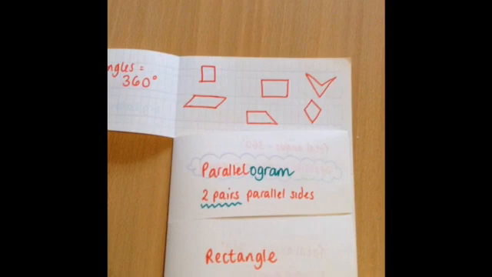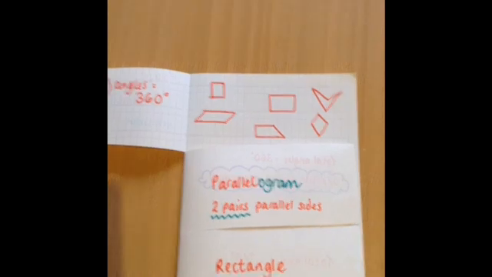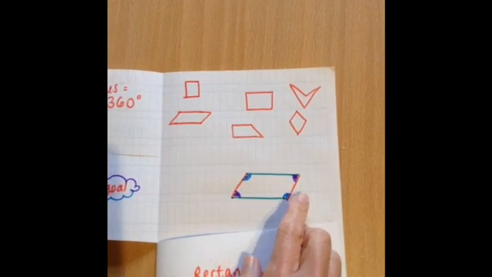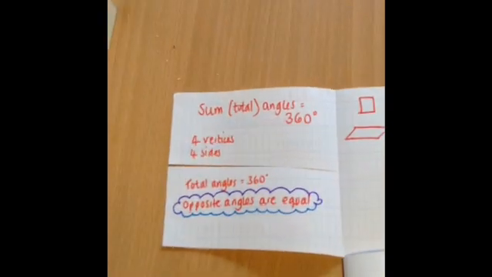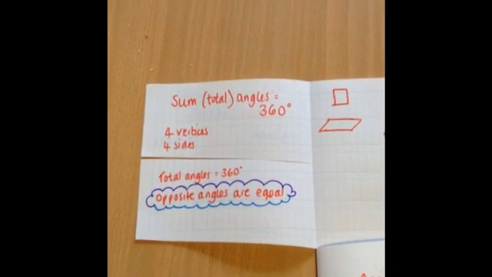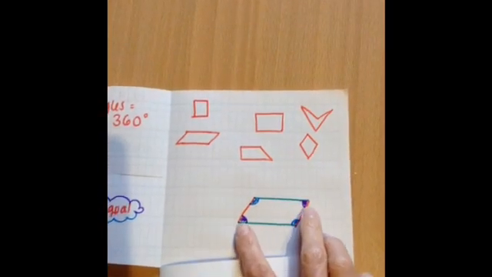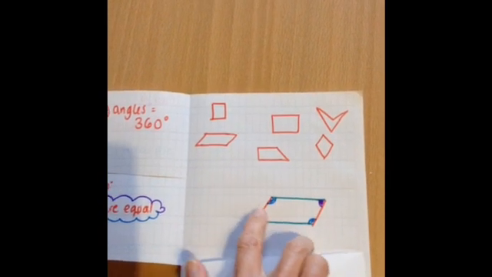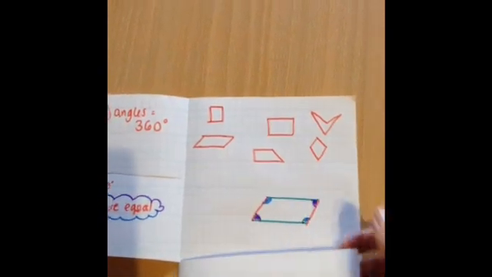A parallelogram, parallel being the important thing, has two pairs of parallel sides. So all the sides in a parallelogram are going to be parallel, but in pairs. So you've got one red pair here and one green pair here. Now the important fact with a parallelogram is the opposite angles are equal. So if you notice here, I have put one pair as purple and one pair as blue, and they will be equal. And again, the total angles inside a parallelogram are 360 degrees because it is a quadrilateral, four-sided shape.